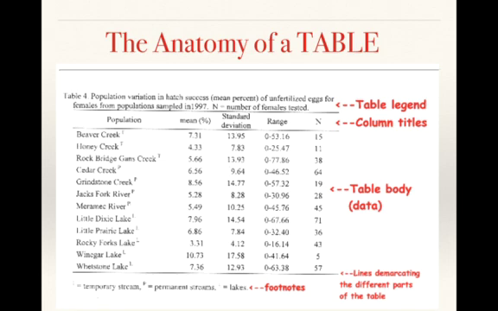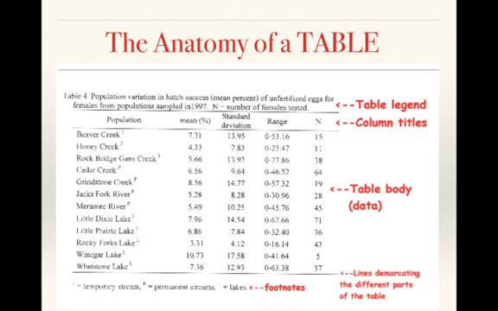A general rule of thumb is to use a table only if you have enough data to fill at least 3 rows and 3 columns. Otherwise, describe the data in the text in a sentence. Also, be careful not to report the same data in both a figure and a table.